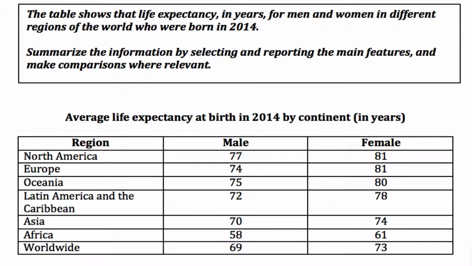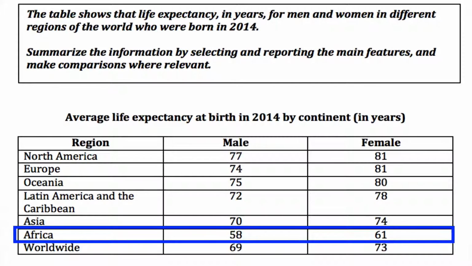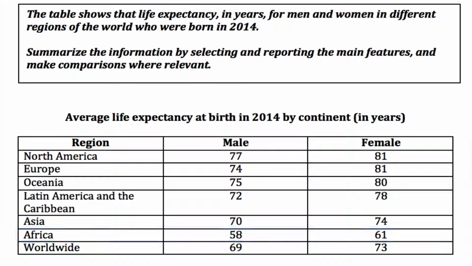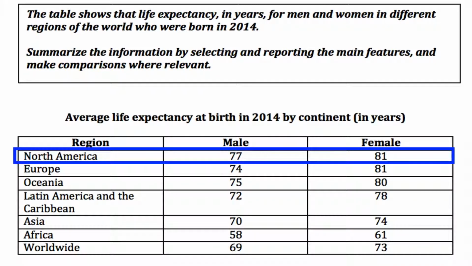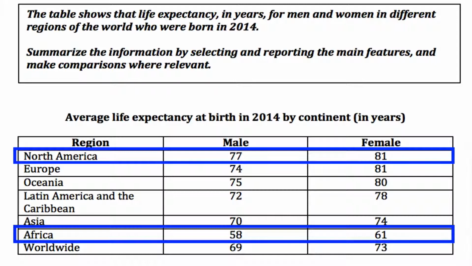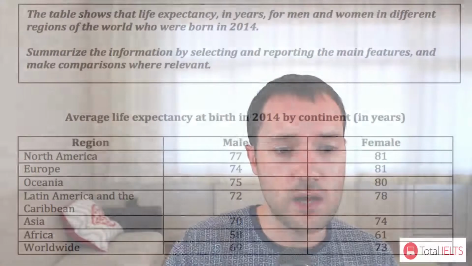Okay, so we can also see that Africa has the lowest life expectancy for both men and women. Okay, so notice I didn't just say for men, I grouped it together. So Africa is the lowest for both men and women. Then we have North America. They have the highest life expectancy for both men and women. So that's interesting. That's two pieces of information. And in fact, they could be grouped together because they both represent the highs and lows. Okay, so that could all be included in one main feature if you wanted.